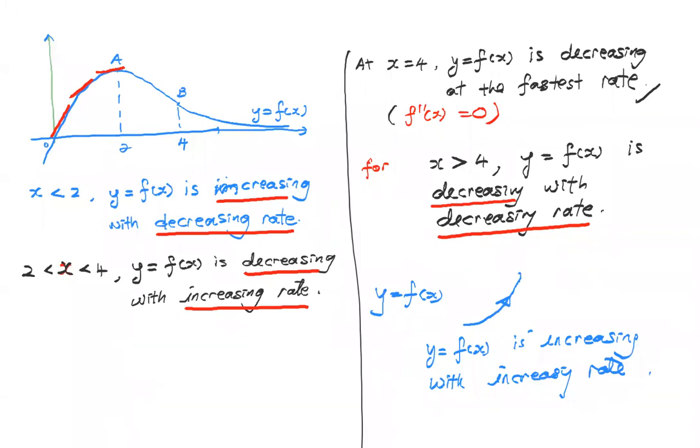What do you mean? This is just from our question here. I'm telling you for this part: if the shape goes up like that, it will be increasing with increasing rate. Yeah, I can give you a graph like that.